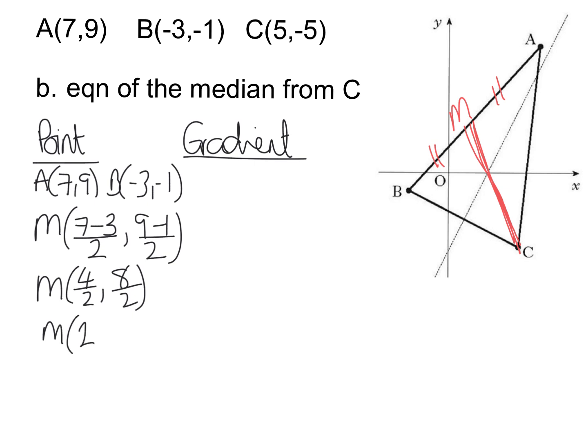Simplify gives you 2 and 4. So the midpoint is 2, 4. That's the point I'm going to use. I'm then going to find the gradient of C to M, which is the red line I'm doing.